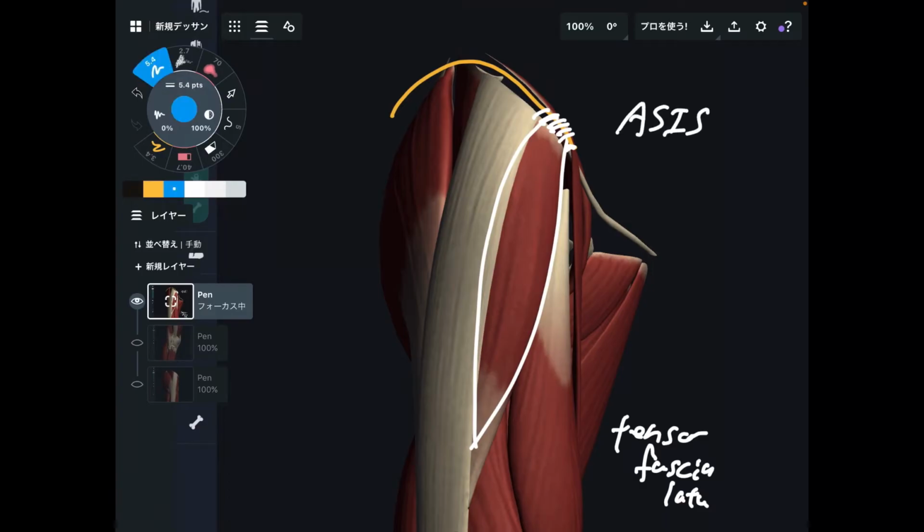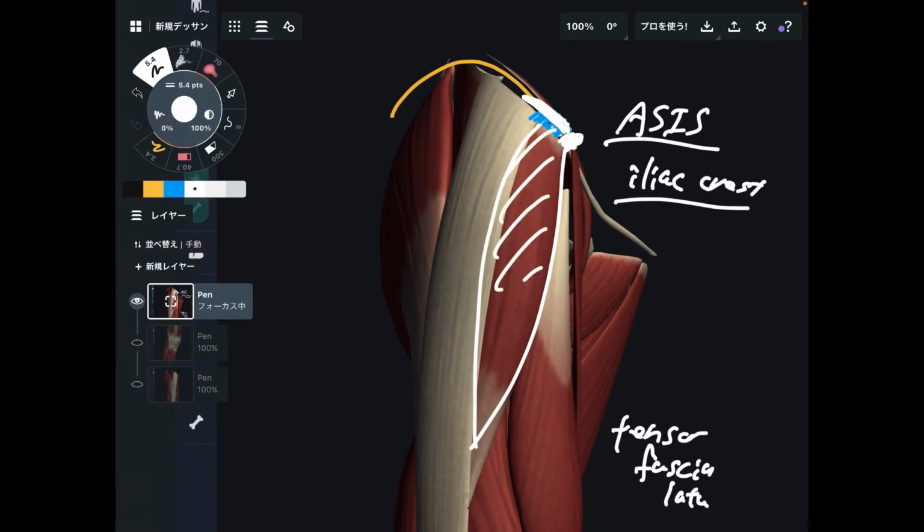ASIS. Then it attaches to the anterior portion of the iliac crest. ASIS is the most anterior point. The iliac crest is this bony ridge, okay? Tensor fascia lata. This is the origin of this muscle. Insertion is actually this white tissue. This is the iliotibial band.